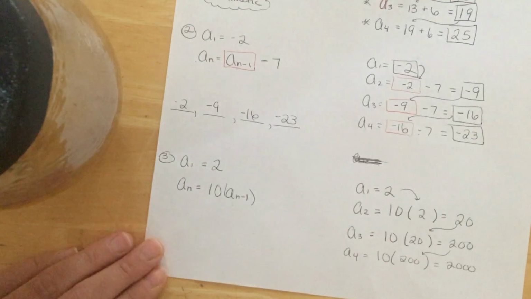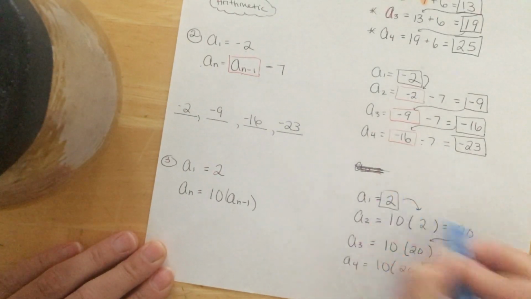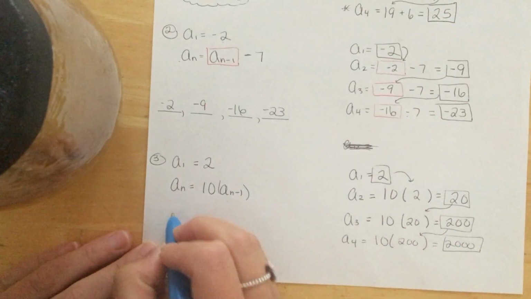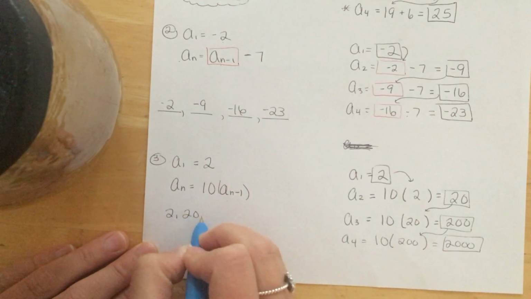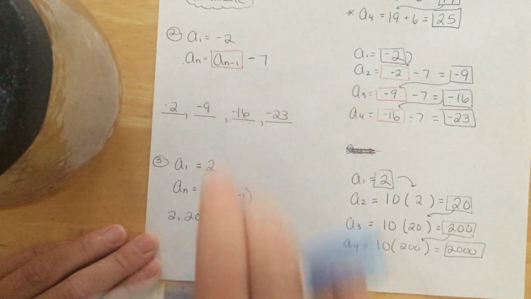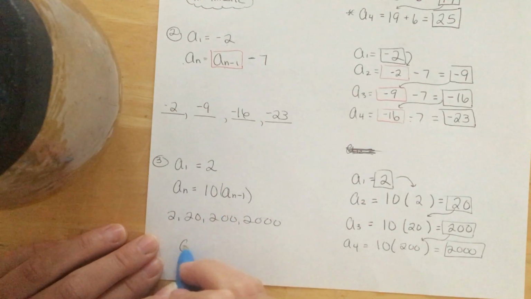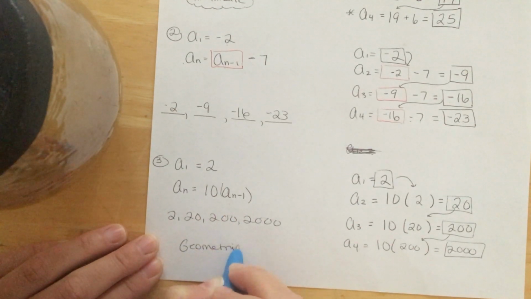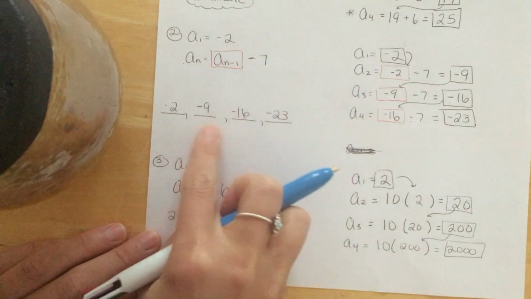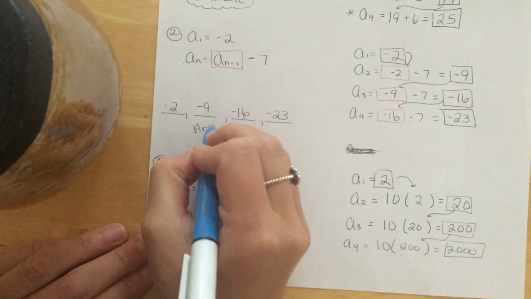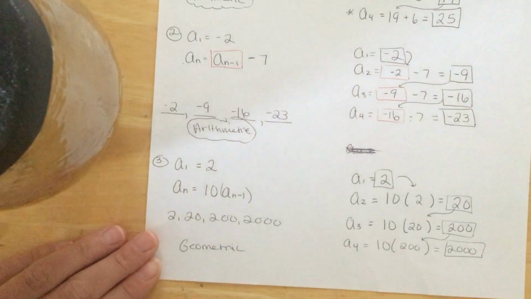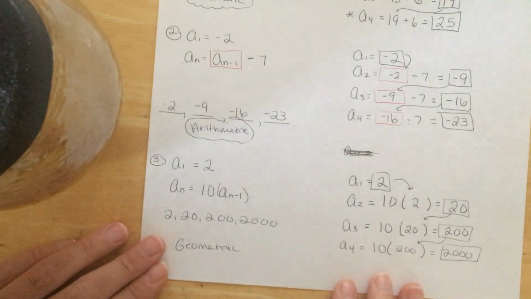All right? So this sequence, here are my numbers. And you always want to write them out. 2, 20, 200, 2,000. This one is a geometric, we're multiplying. We had a common ratio of 10 there. This one up here, we were subtracting 7, right? These went down by -7, so that was arithmetic. Whoopsies. Okay. Sorry, my handwriting is absolutely horrible today.